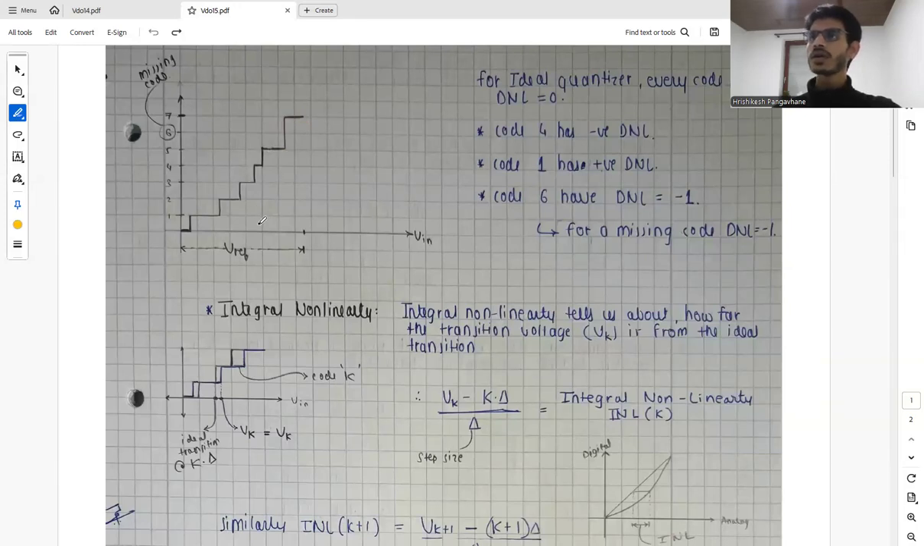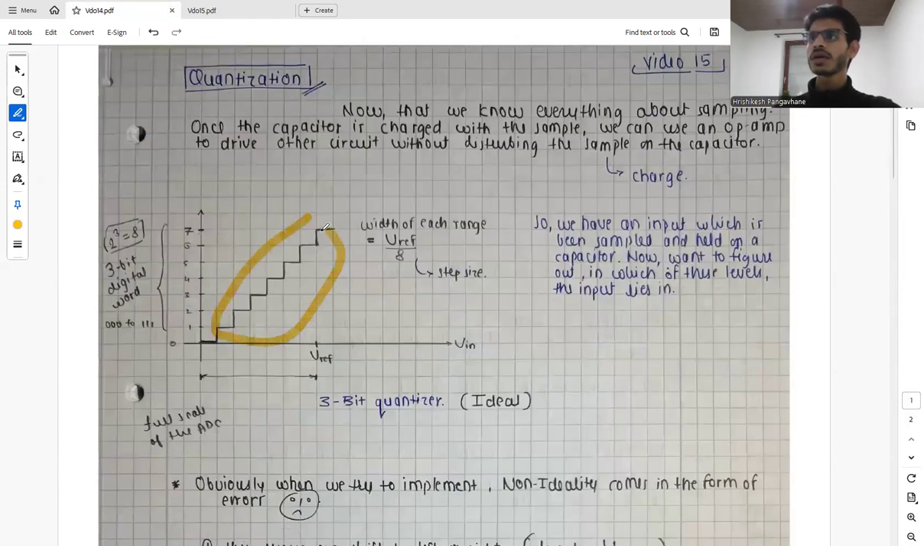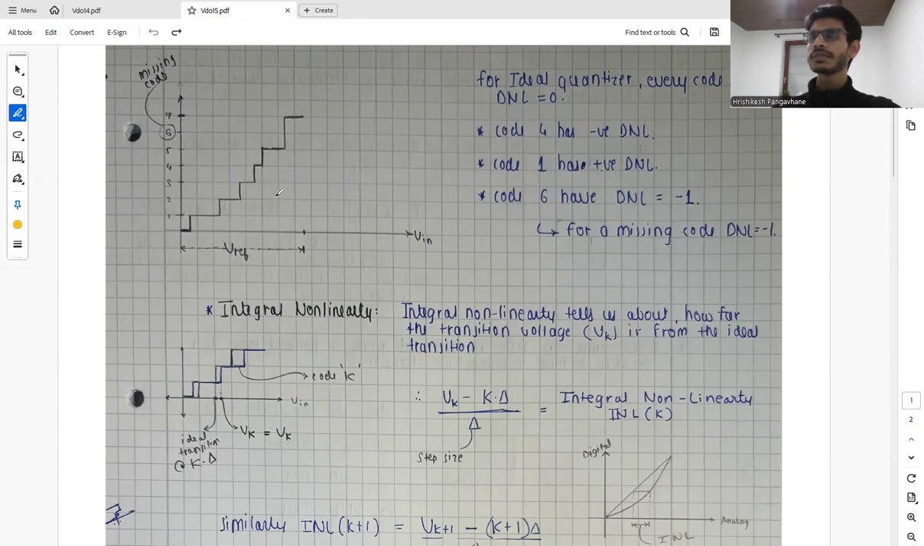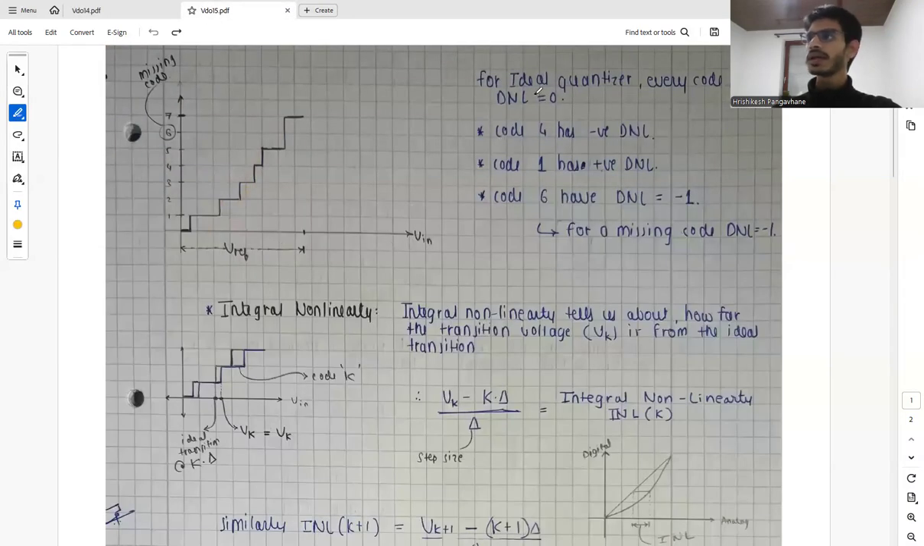So when we talk about the ideal quantizer, which we saw in the beginning over here, as we described the DNL, we can say that every code of an ideal quantizer will have a DNL equal to 0, because there are no errors or non-linearity. Basically this one is non-ideal. So the DNL is 0 for an ideal quantizer for every code or every step.